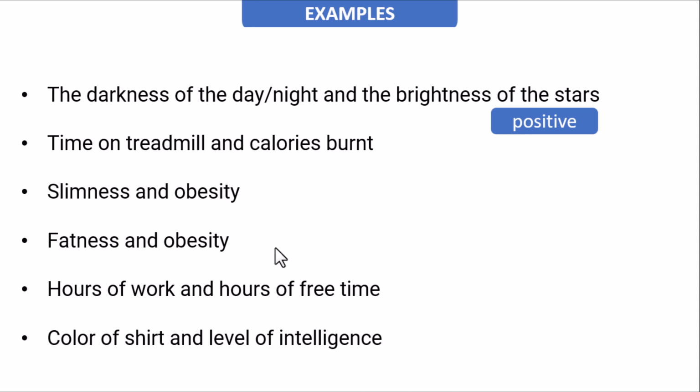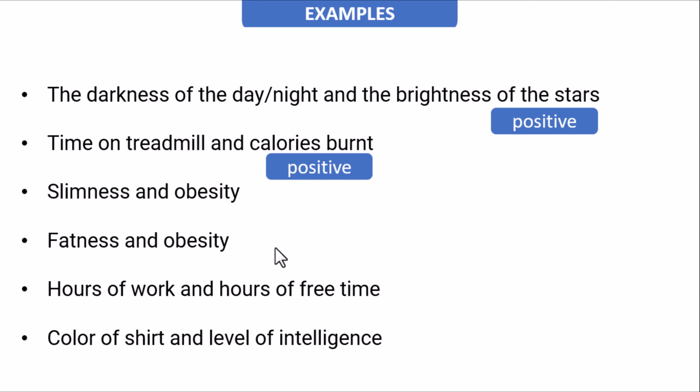Secondly, we have the time on treadmill, which is the time used to exercise on the treadmill, and the calories burnt. So is it positive or negative? The time on treadmill and the calories you have in your body is negative. But the calories that you burn is positive, because the more time you spend, the more calories you burn.